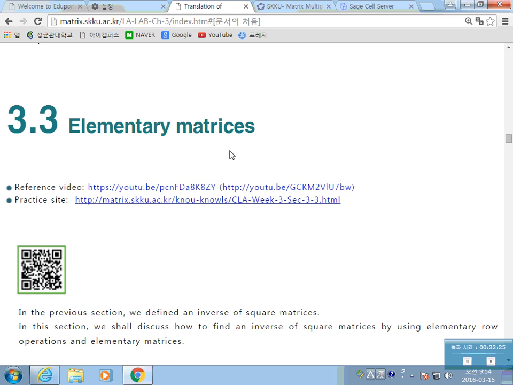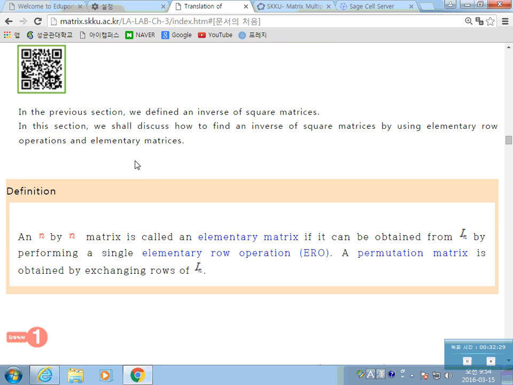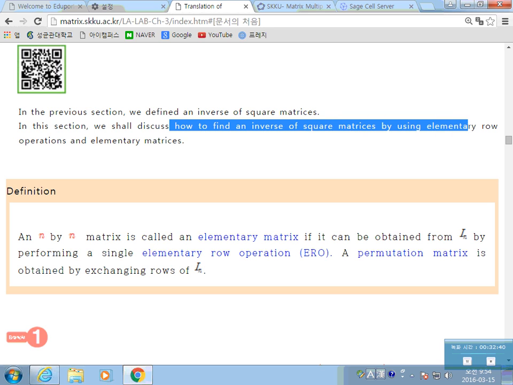Third, elementary matrices. Here is the information that you can use. In this section, we define an inverse of a square matrix, and we discuss how to find the inverse of a square matrix by using elementary row operations and elementary matrices. In fact, it's Gaussian elimination.